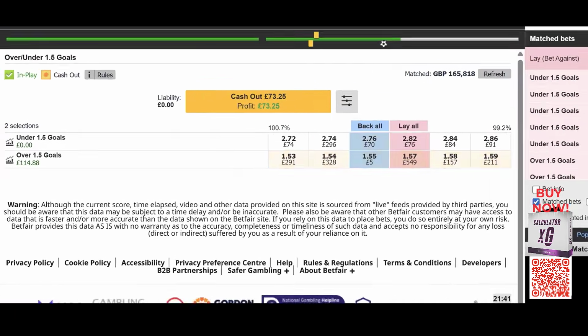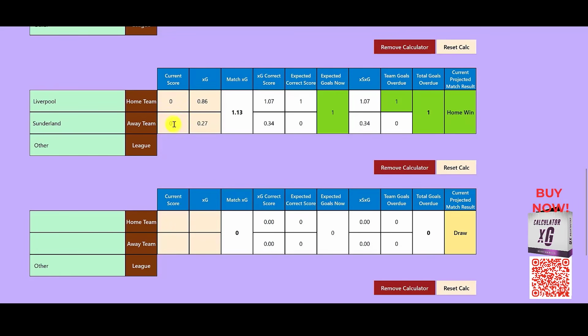Let's quickly look at the XG data. So I've updated the XG here. And obviously you can see, look, the projected match result before the goal was a home win. Total goals overdue was 1, and it was suspected to be in favour of Liverpool. It's gone to Sunderland. That's obviously football. That's what can happen. So now we're in a position where team goals overdue, 1 in favour of Liverpool. Current projected match result is still a home win in favour of Liverpool.